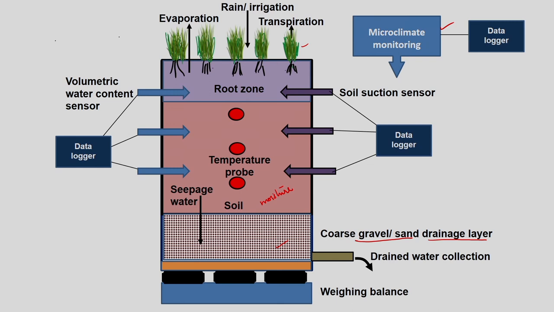And at the top layer, we will be planting the plants which are prevailing, similar to the ones growing in the field where we need to determine evapotranspiration. The watering of the plants will be done at regular intervals. And soil moisture, temperature, and pressure required for the movement of water within the soil, all these things will be measured by means of sensors, and we'll be getting all these data within our computer by means of data loggers.